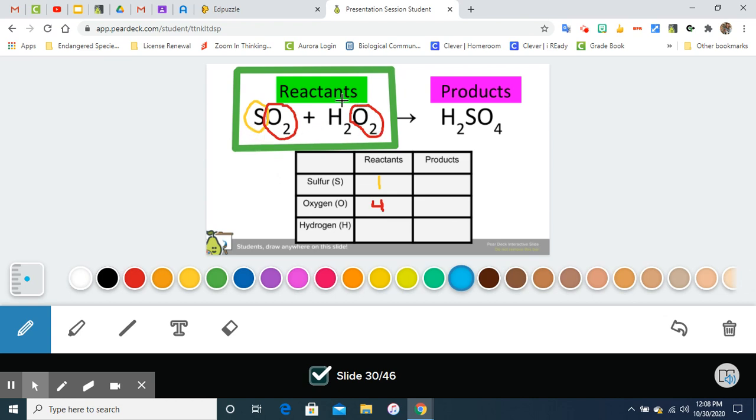As I'm looking on the reactant side inside the green box, I see hydrogens right here. So I have a total of 2 hydrogens on the reactants side of the equation.